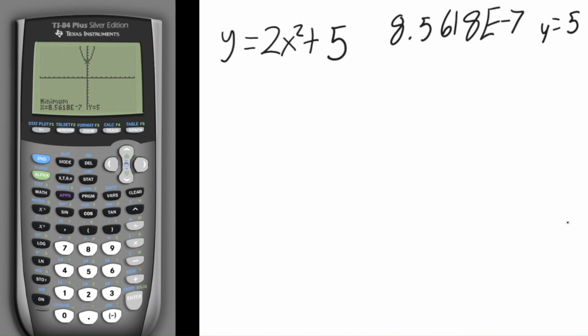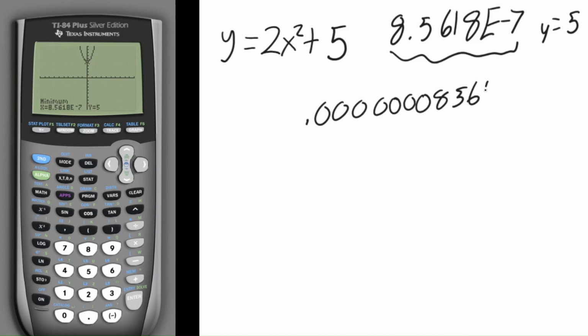Now this thing is a weird number. It means 0.000000, let's see, 7 zeros, 85618, right? That's what it means. That e means times 10 to the negative 7th. Well, this is pretty much 0. And in fact, the answer is exactly 0.